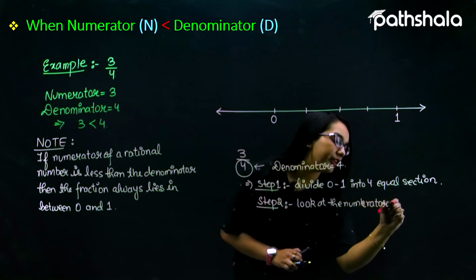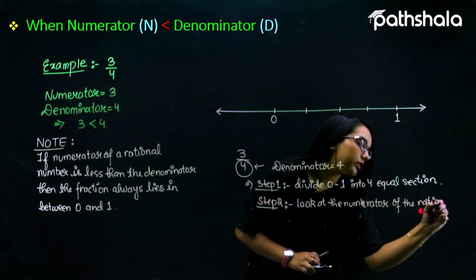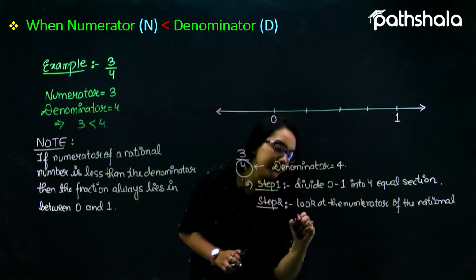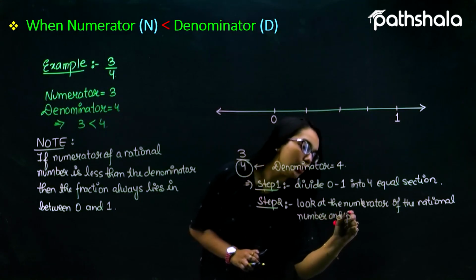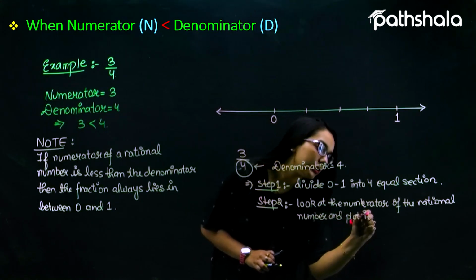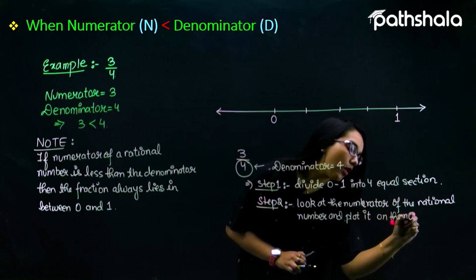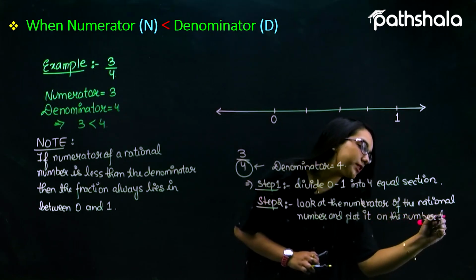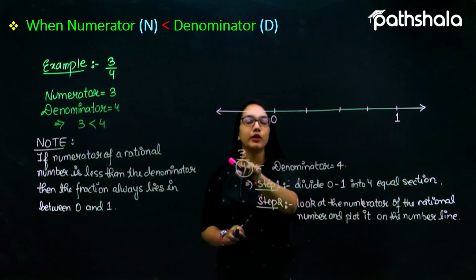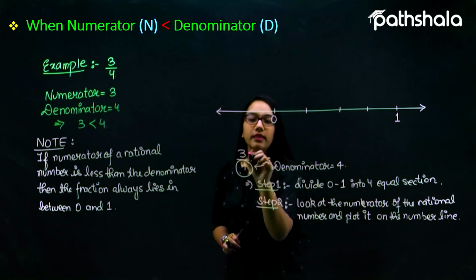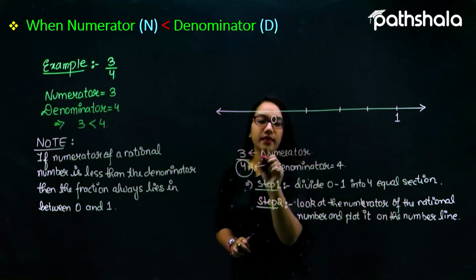Look at the numerator of the rational number and plot it on the number line. What does it mean? It means that, as we know, the numerator over here is nothing but 3.